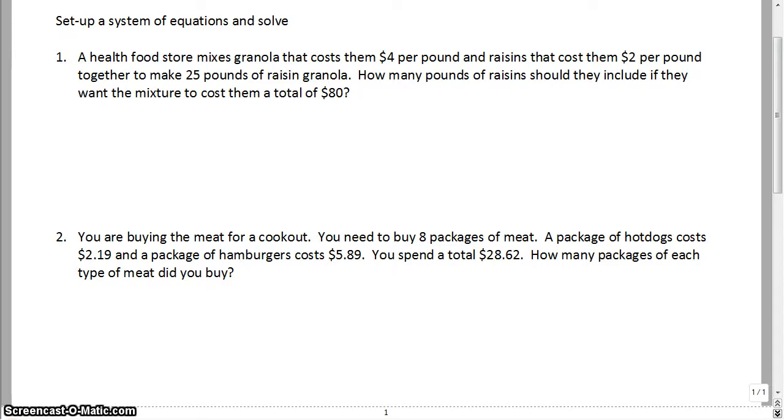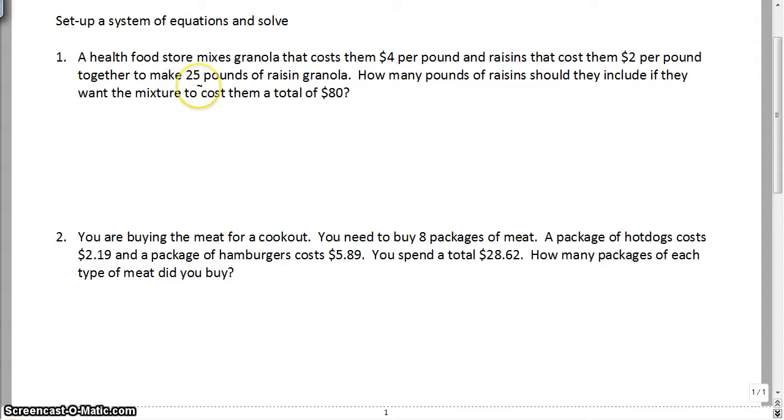A health food store mixes granola that costs $4 a pound and raisin that costs $2 a pound together to make 25 pounds of raisin granola. How many pounds do we need if we want to spend a total of $80? So this is what I would call an example of a stuff and money type of problem, meaning you've got some stuff and you've got some money associated with that stuff.